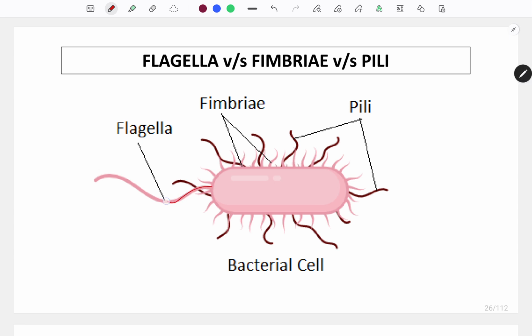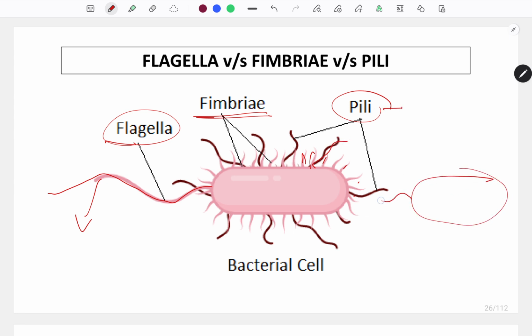So this is a bacterial cell. As I said, the longer thread-like structure is a flagella. It helps in movement, and the small hair-like structures are fimbriae, and the little longer structure is pili. Usually, another bacteria, which also has this pili, will come and attach to this particular bacteria through the pili, and it has genetic material inside. Through this pili, this genetic material will pass to this one. So this is how it will happen.